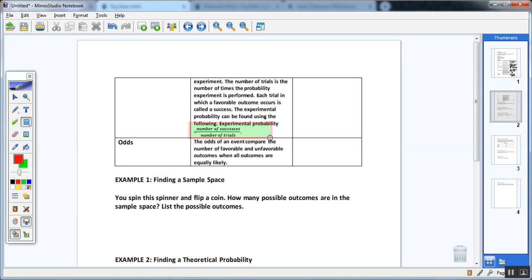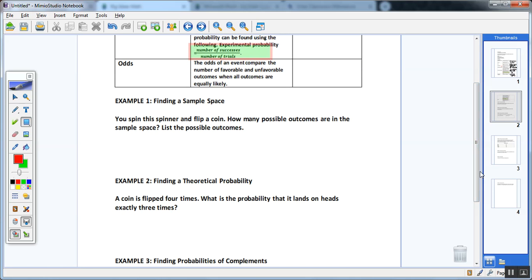Okay? And then the last one that's tricky for kids. It always has been, and I'm not sure why, but it's always called odds. There's two kinds of odds. There's odds for and odds against something happening. It says the odds of an event compare the number of favorable and what? Unfavorable when all outcomes are equally likely.